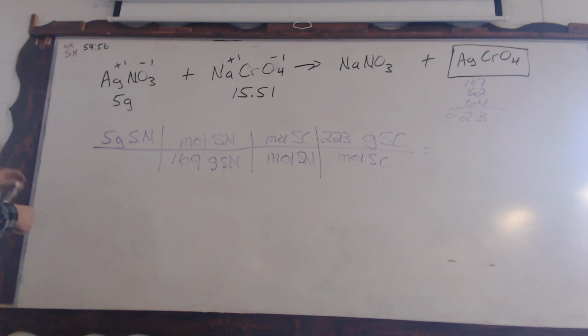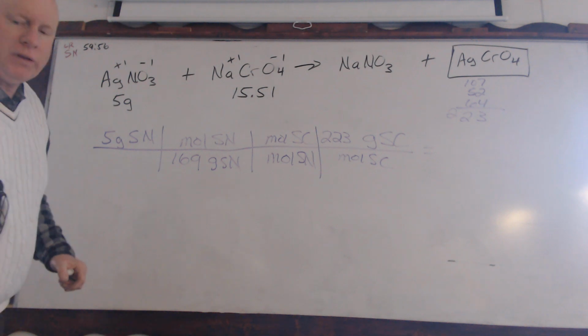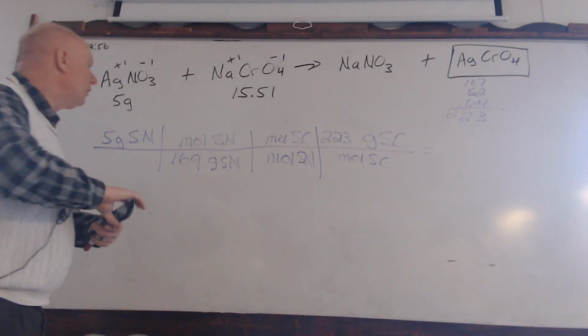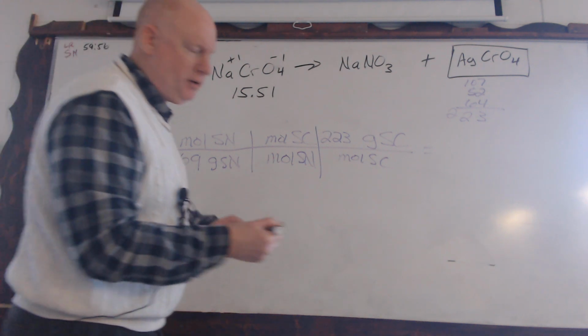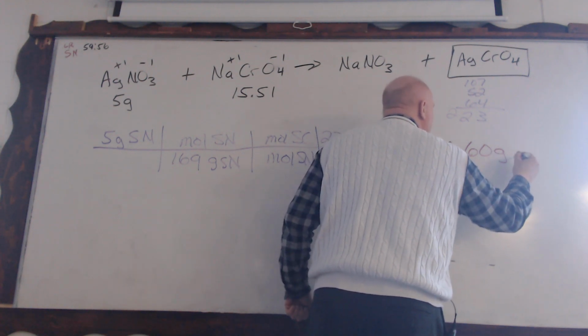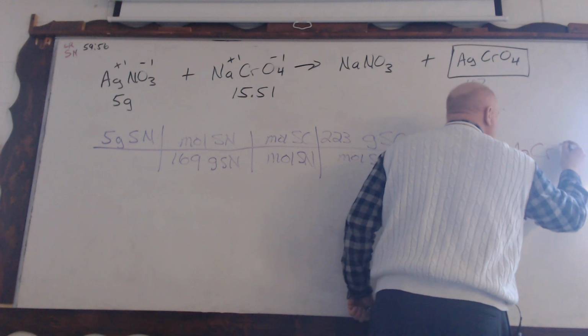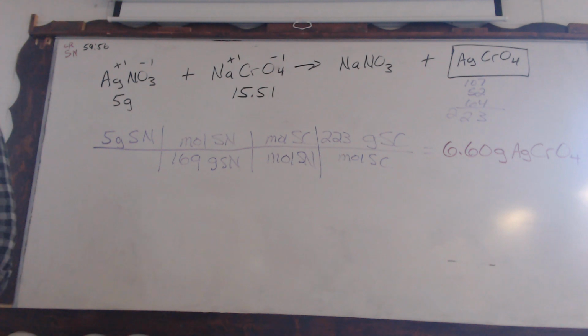Okay. So when you multiply those out, okay, here's my calculator out. We take 5 times 223 and then divide that by 169 and we get 6.60 when you round to the nearest hundredth. So 6.60 grams of silver chromate. I'll just go ahead and write that out this time. Okay. Can we deduce whether that's our limiting reactant yet?